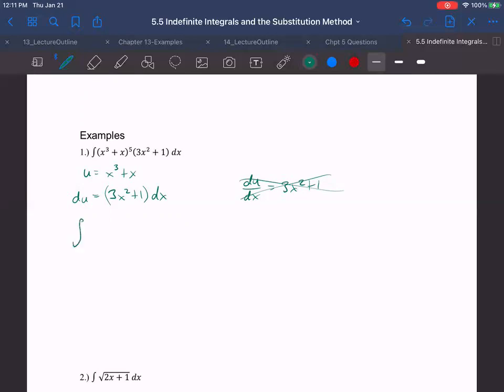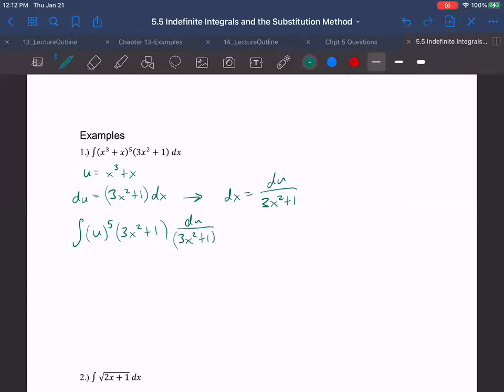I'm going to do integral, and I'm going to substitute x cubed plus x. I'm going to put u in there. So that's my first substitution. And then I've got 3x squared plus 1, and then I have dx. But dx, I use it right here, is actually equal to du divided by 3x squared plus 1. I just divided both sides by 3x squared plus 1, right? And so I can substitute that in for dx, and I get du over 3x squared plus 1, like that.